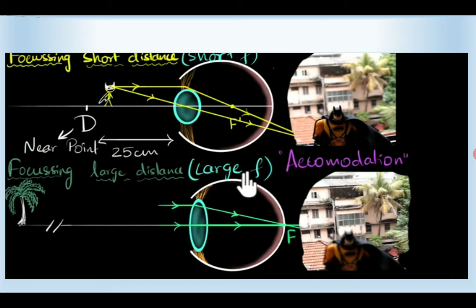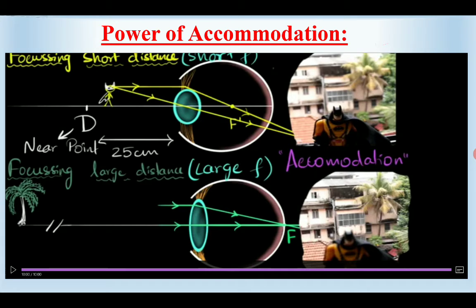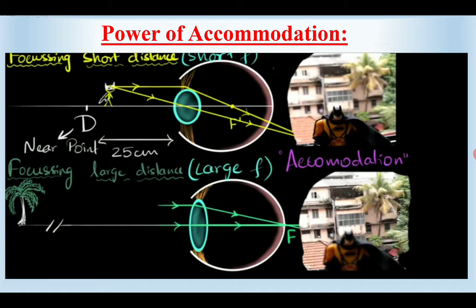So to quickly summarize everything, our eyes adjust their focal length depending upon how close or how far the objects are to bring them to focus, and this phenomenon is called accommodation. But there's a limit to the accommodation. If the objects come too close, then your eyes cannot decrease the focal length anymore, and so it'll just be blurred. So students, this is known as the power of accommodation of an eye.